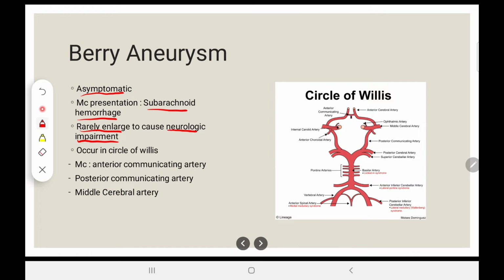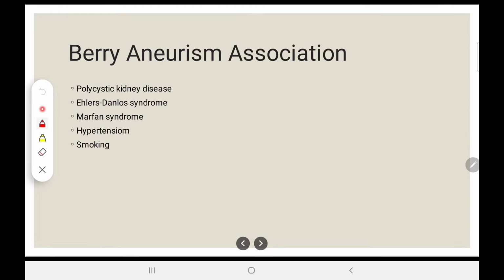Berry aneurysm occurs in the circle of Willis. The most common location is the anterior communicating artery. Here is the location of the anterior communicating artery. And besides it, there is the posterior communicating artery, and then the middle cerebral artery. Here are the associations of berry aneurysm: polycystic kidney disease, Ehlers-Danlos syndrome, Marfan syndrome, hypertension, and smoking.